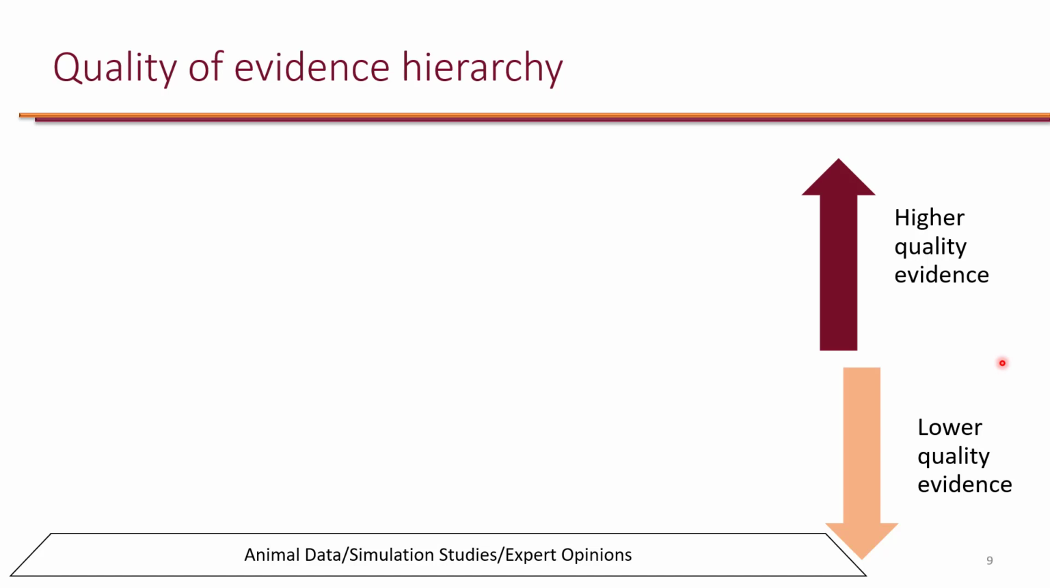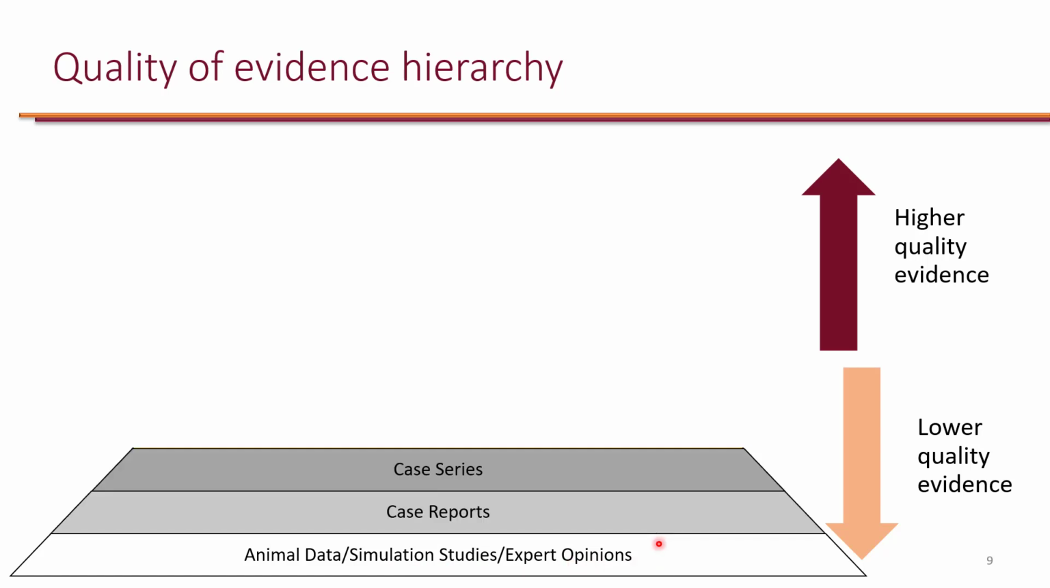Therefore, let's take a look at the quality of evidence hierarchy, which would allow us to identify higher quality evidence. The higher you go on the pyramid, the higher the quality of the evidence. And of course, the lower you go on the pyramid, the lower the quality of the evidence. At the very bottom of the pyramid, we have animal data, as well as simulation studies from computer models, and of course, expert opinions. Slightly higher quality is case reports as well as case series.